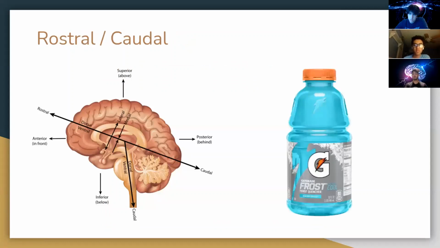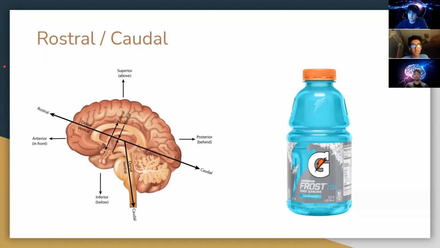Next, we'll be talking about rostral and caudal coordinates in the brain. As an example, we can take a little detour and talk about sports. Most sporting teams use a roster with a list of the names of every player on the team. This roster is read before, or in front of, the start of every game to make sure each player is where they need to be. So you can think of the rostral coordinate as in front, because the roster, or the rostral, is read in front of each game. The opposite of rostral is caudal.